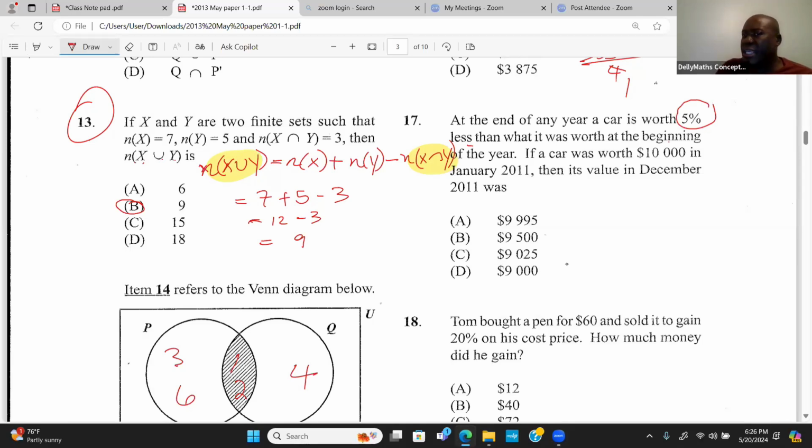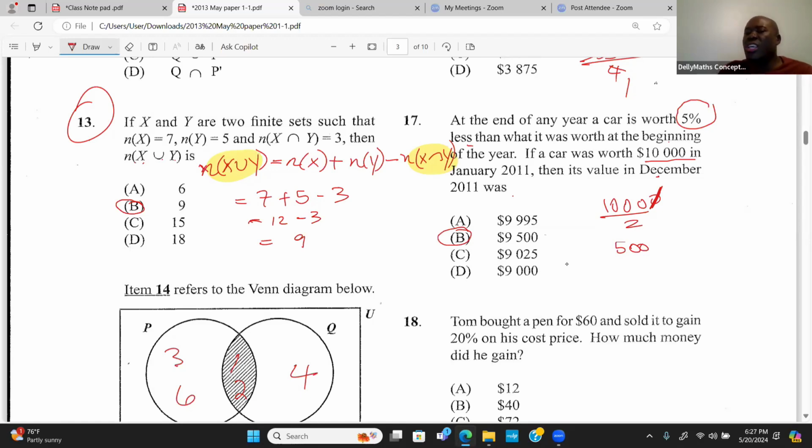So look, this is 5%, which is a half of 10. So now the car will lose 5% every year. If a car is worth 10,000 in January, then by December, what is it worth? All you have to do is find 5%. You can find it the regular way, or you could drop off this zero and say that's 10, and then divide it by 2. You're like, oh, 500 will come off. So you definitely know that the car is now worth 9,500.